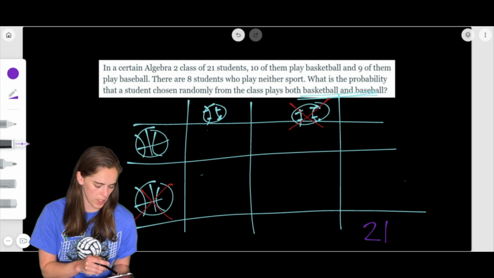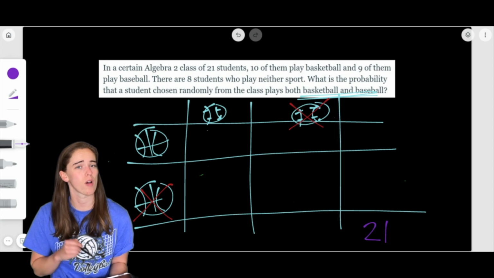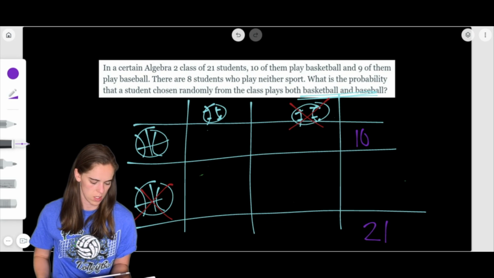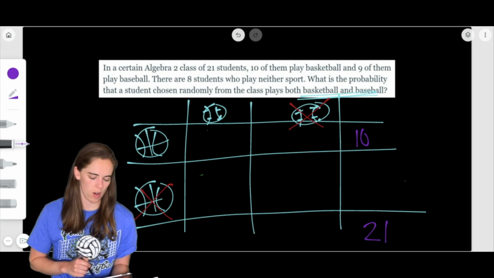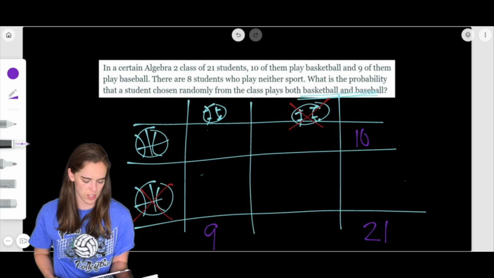I also know from here that 10 of them play basketball. So that means 10 people, regardless of if they play baseball or not, play basketball. So that 10 is going to go over here in the table. Same thing with baseball. I have 9 baseball players. It doesn't matter if they play basketball or not. I've just got 9 of them.